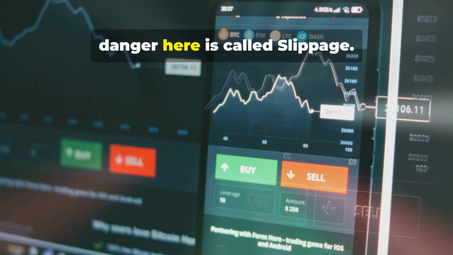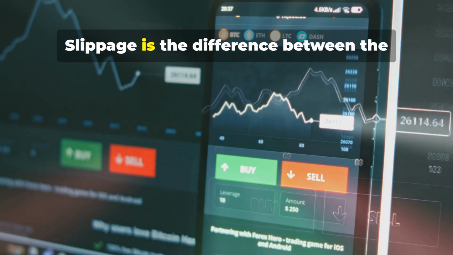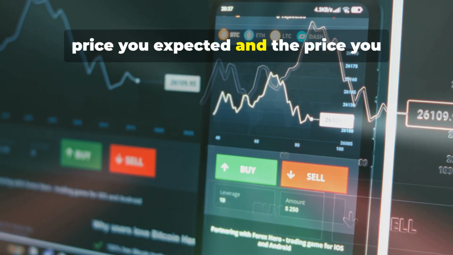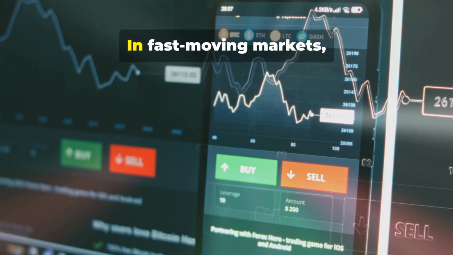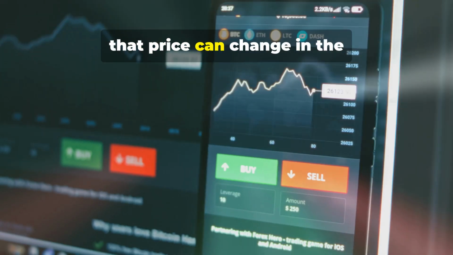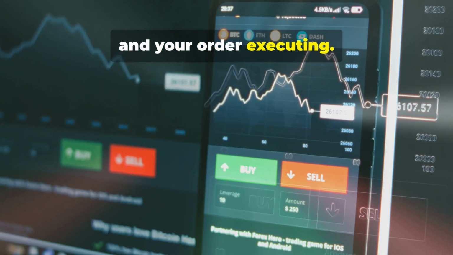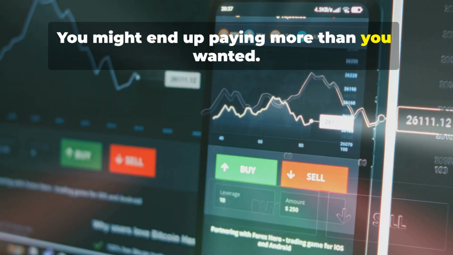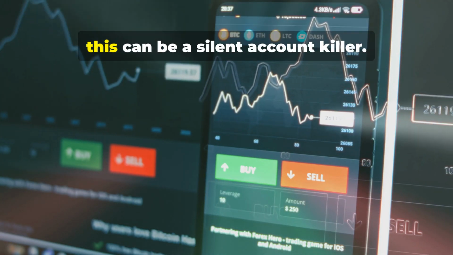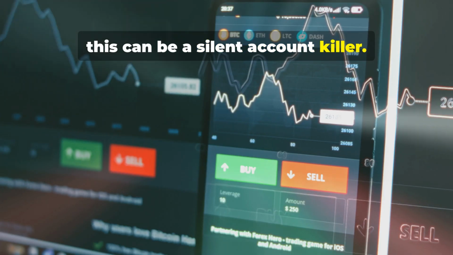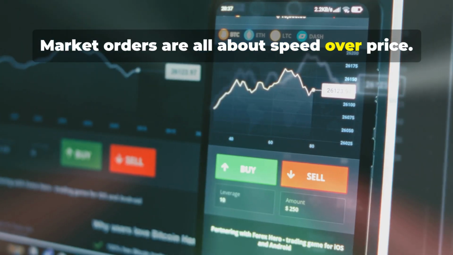The hidden danger here is called slippage. Slippage is the difference between the price you expected and the price you actually got. In fast-moving markets, that price can change in the milliseconds between you clicking buy and your order executing. You might end up paying more than you wanted. For beginners, this can be a silent account killer. Market orders are all about speed over price.